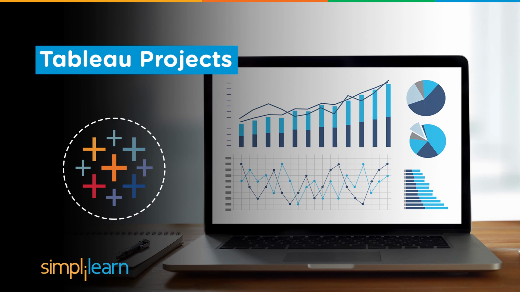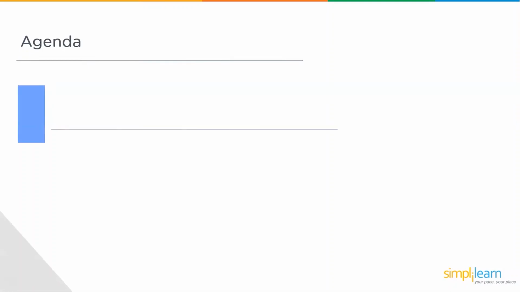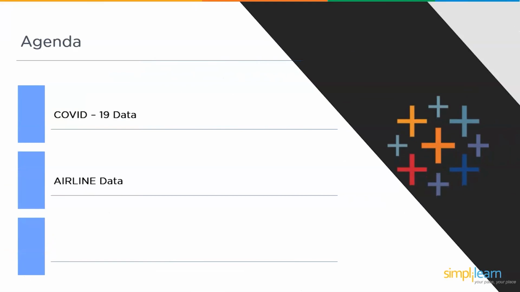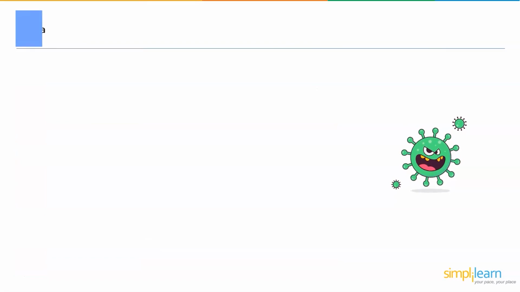Now without further ado, let's get into the agenda for today's discussion. So today we'll be dealing with the Tableau project. The first dataset that we will be using for the Tableau project is based on COVID-19 data. Followed by that, we'll have another project based on the airline data. And finally, the third project will be based on space missions data. Now let's begin with our first project.